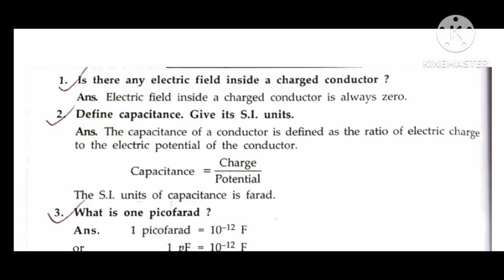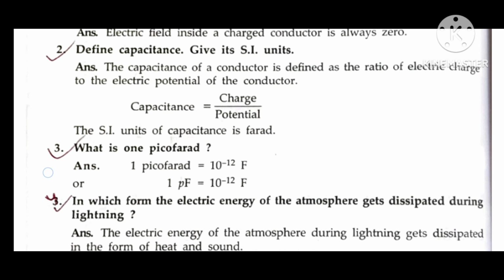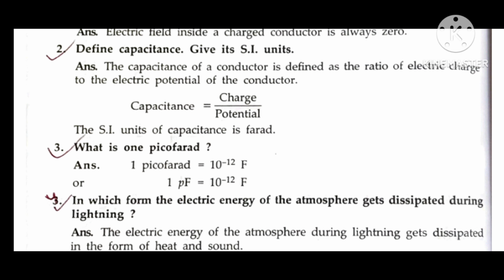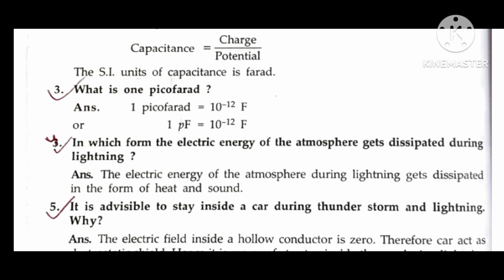Is there any electric field inside a charged conductor? Electric field inside a charged conductor is always 0. Define capacitance, give its SI unit. The capacitance of a conductor is defined as the ratio of electric charge to the electric potential of the conductor. Capacitance is equal to charge by potential. The SI unit of capacitance is farad. What is 1 picofarad? 1 picofarad is equal to 10 to the power minus 12 farad.